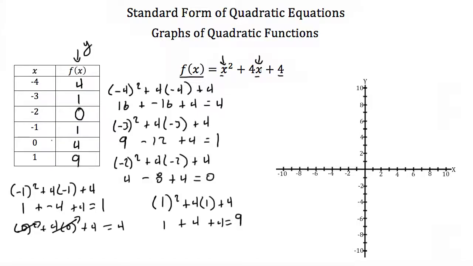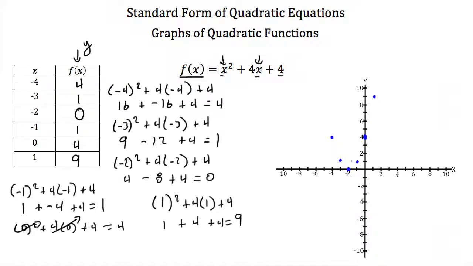So now we have these 6 ordered pairs, and let's plot them on our axis. We have -4, positive 4. So -4, positive 4 is right there. -3, 1 is right there. -2, 0 is right there. -1, 1 is right there. 0, 4 is right there. And then 1, 9 is right about there.